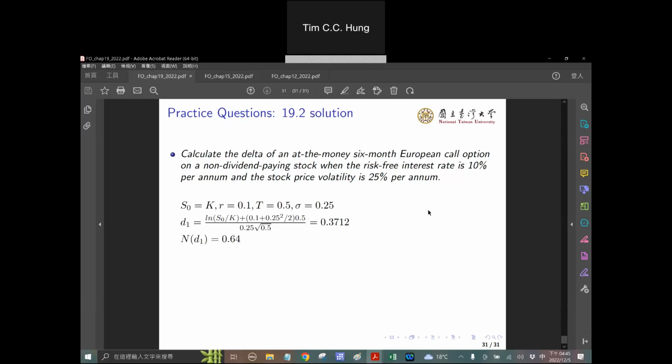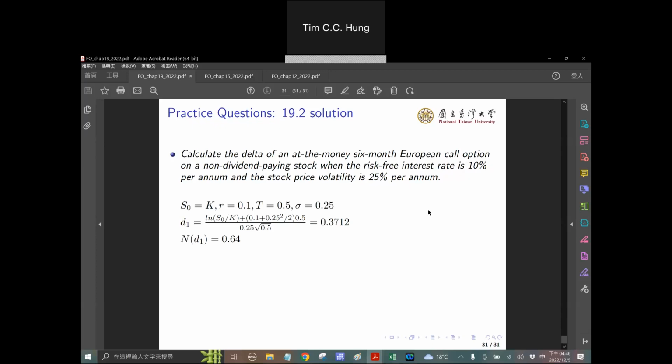During the exam, I will provide you a table of the CDF of the standard normal distribution. So you may check the table that I provided. You can look at the table to see N of 0.737. What is the value of it? It's roughly 0.64. So 0.64 is N of d1, and it happens to be the delta of this specific European call option.